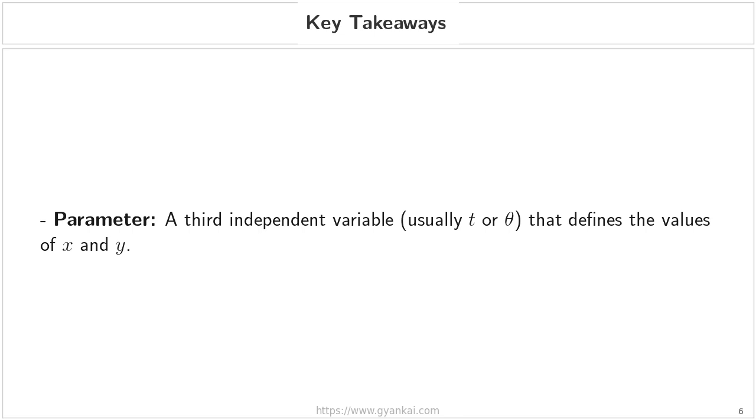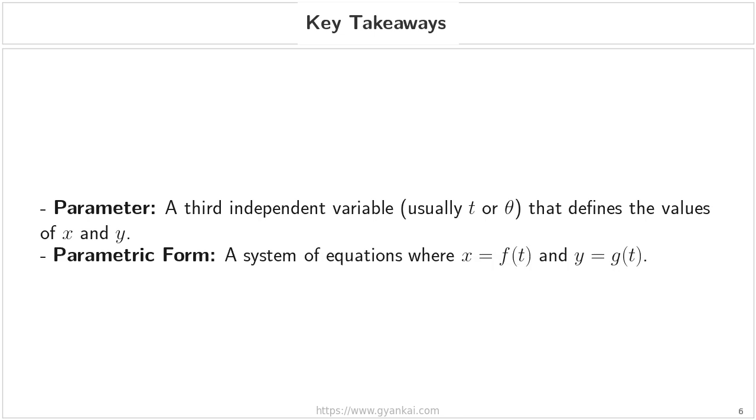Secondly, we have the parametric form. This refers to a system of equations where x is expressed as a function of t, and y is also expressed as a function of t rather than one single equation. We use this pair of equations to describe a single curve.